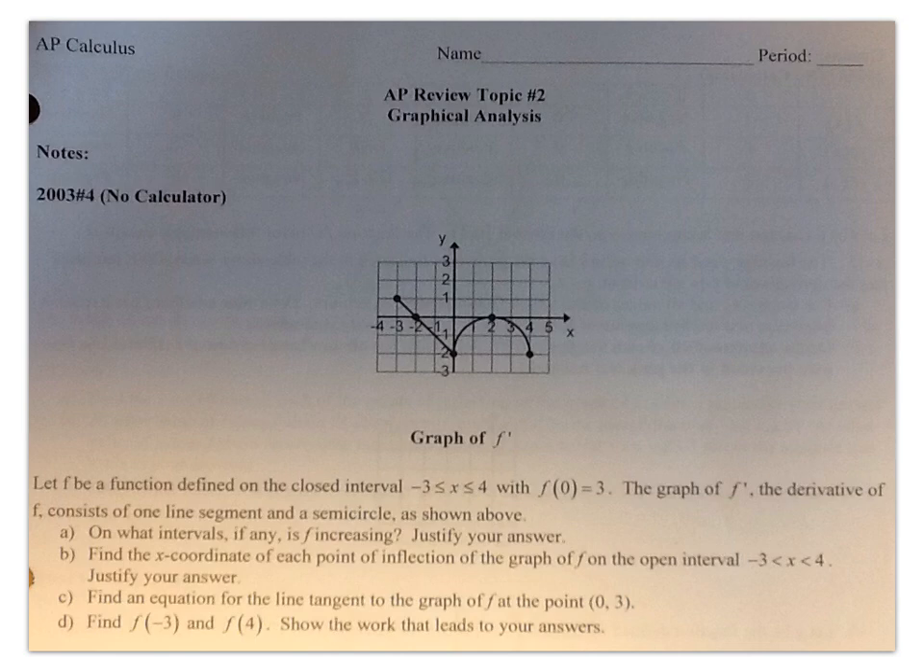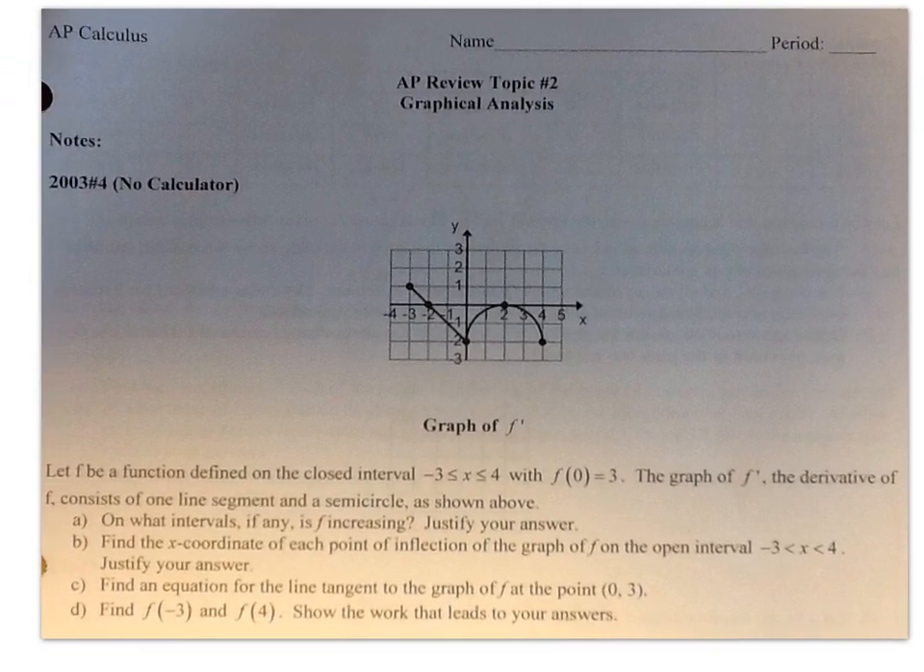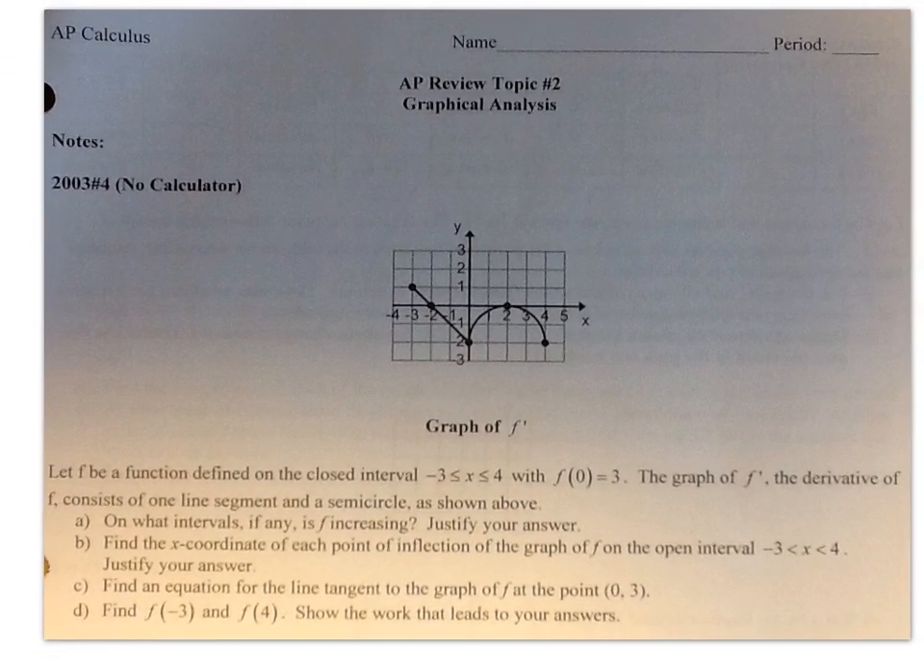Part A says, on what intervals, if any, is f increasing? Justify your answer. So f is going to be increasing when the derivative is positive. That was the note card for increasing. So we're going to look at this graph, which is the derivative, and say, where is this graph positive? It's only positive on one interval, which would be from -3 to -2.